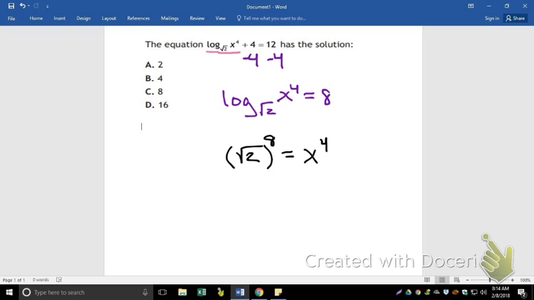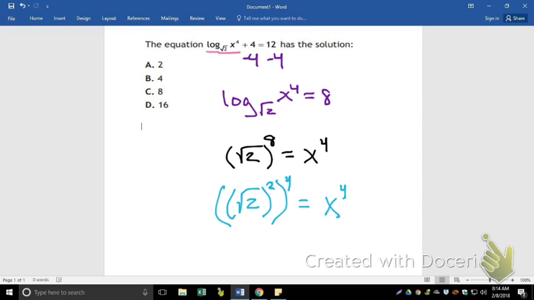Or I could realize that they have similar structures. There's a 4 over on the right-hand side. I wish there was a 4 on the left-hand side. Well, I could really make that. It's root of 2 squared to the 4th, because powers to powers, they multiply, so that 2 to the 4th would make it.